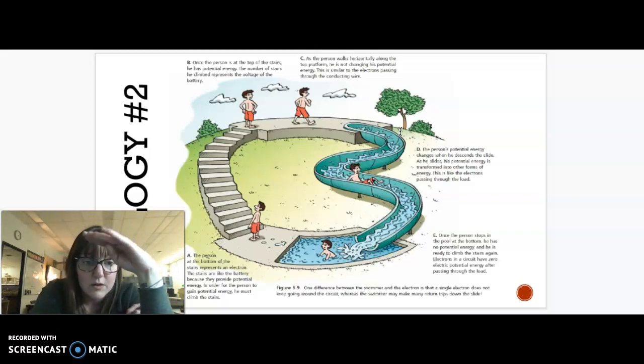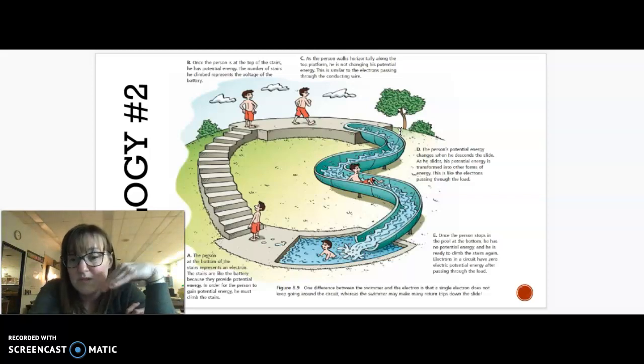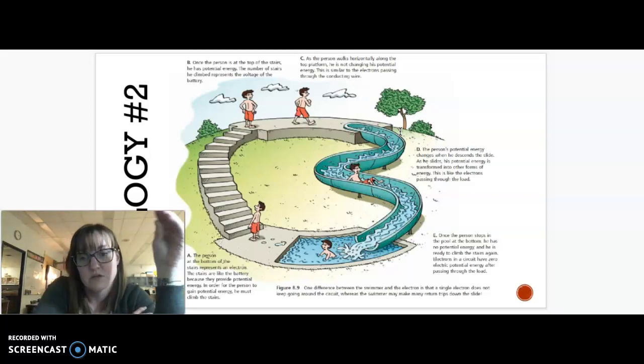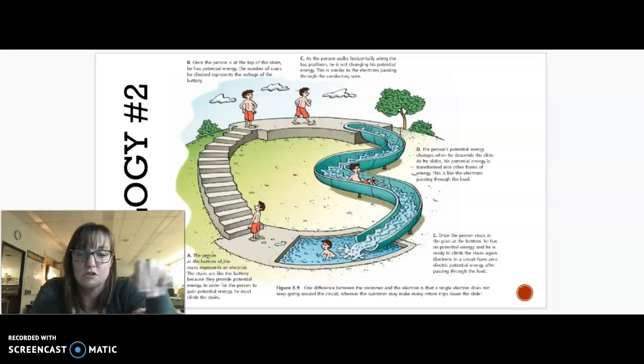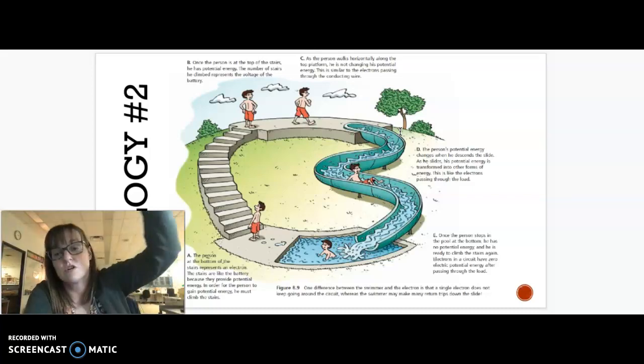As he goes down, in this case the water slide, the potential energy is transformed into a different type of energy. That energy transformation, that is key. That's where that energy is lost. And then they're going to continue to the bottom and up the stairs, to complete the circuit and start it again.